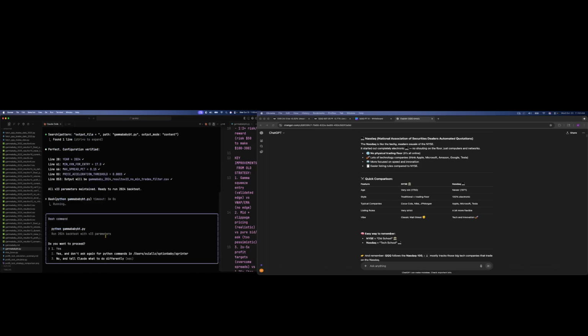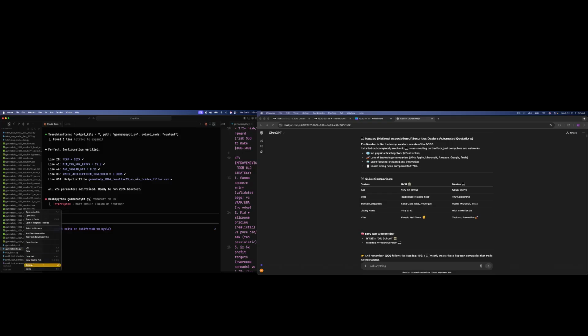Configured, ready. You can't run that because that's going to take a year and a day. Double check that the output file is ready to run and has the proper name.